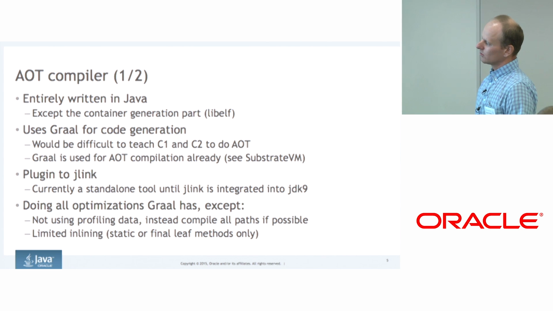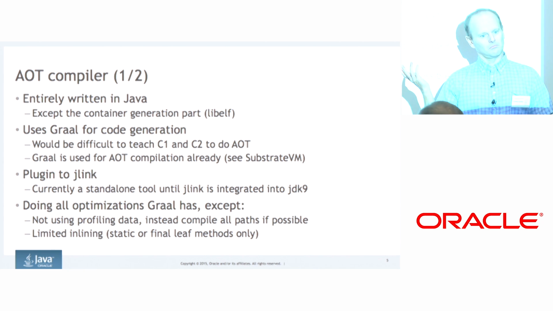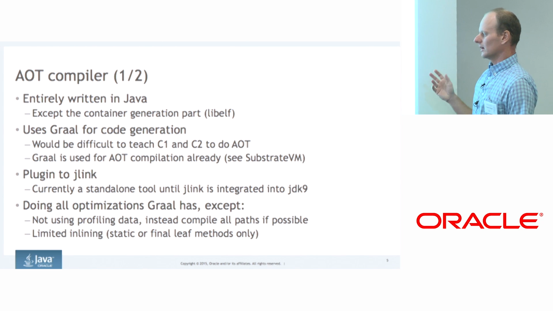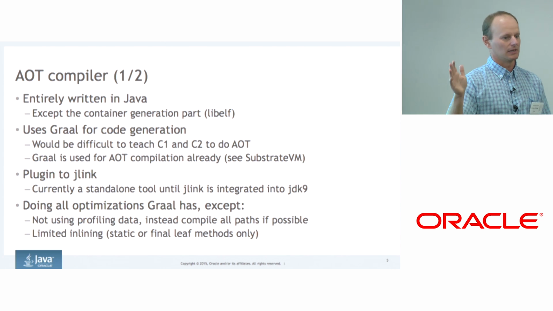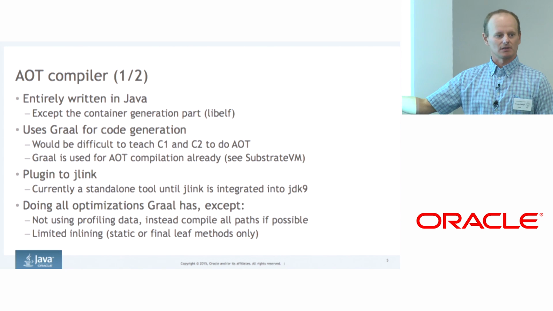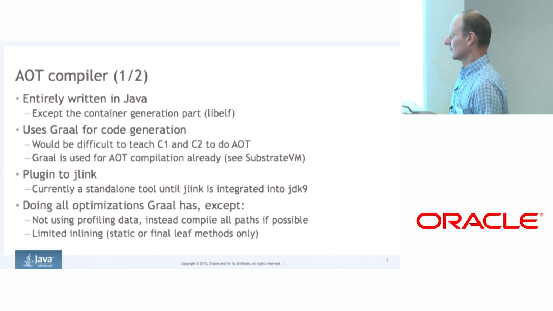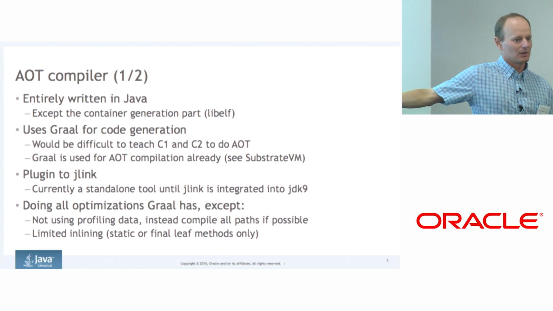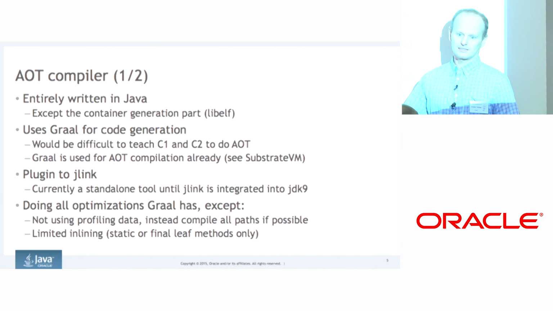And we're doing all the optimization that Graal does, except we're not using profiling data because we're doing static compilation. We don't have any. And if we could, but at this point we don't. And we compile all paths possible, right? That's something I said on the previous slide: we want to avoid the optimizations and uncommon traps and stuff like that. We want to compile all the paths, and we want to be able to run them. It's not always possible most of the time. And we do very, very limited inlining, and I want you to remember that when we look at the performance slides later. We only inline leaf methods that are static or final.